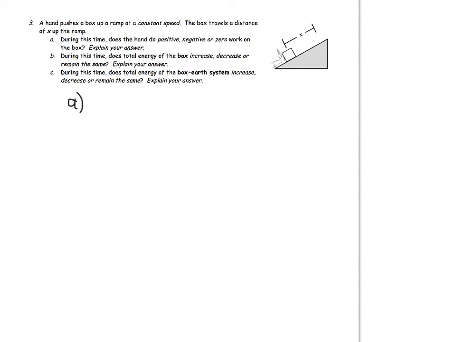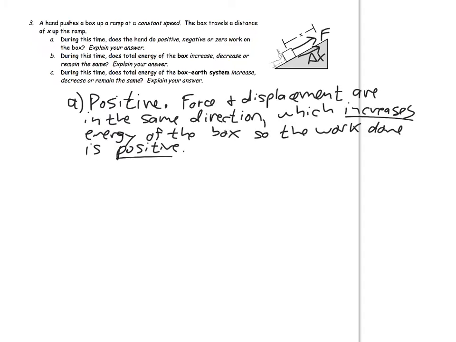Okay, and the answer here would be that the hand by itself does a positive amount of work on the box. Okay, we're exerting a force in that direction. Our displacement is also in that direction. So because our force and our displacement are in the same direction, that's going to increase the energy of the box, therefore doing positive work.